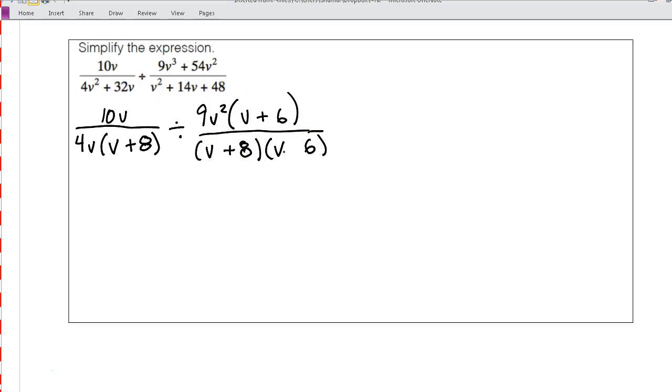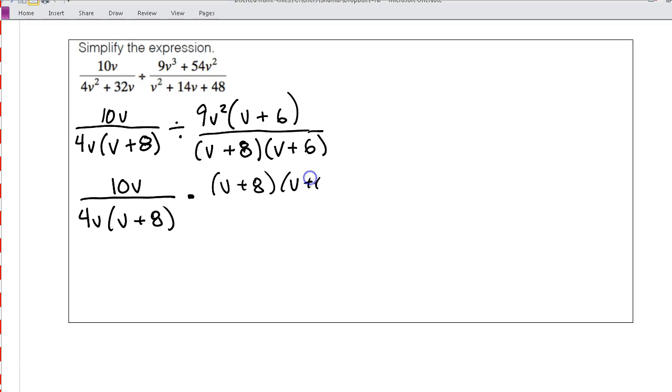Everything's positive. When we divide rationals, it's just like dividing fractions. The procedure when you divide fractions is to multiply by the reciprocal. So we've got our first fraction, 10v over 4v times v plus 8. And now we're going to multiply by the reciprocal of the second one. So that's v plus 8 times v plus 6 over 9v squared times v plus 6.